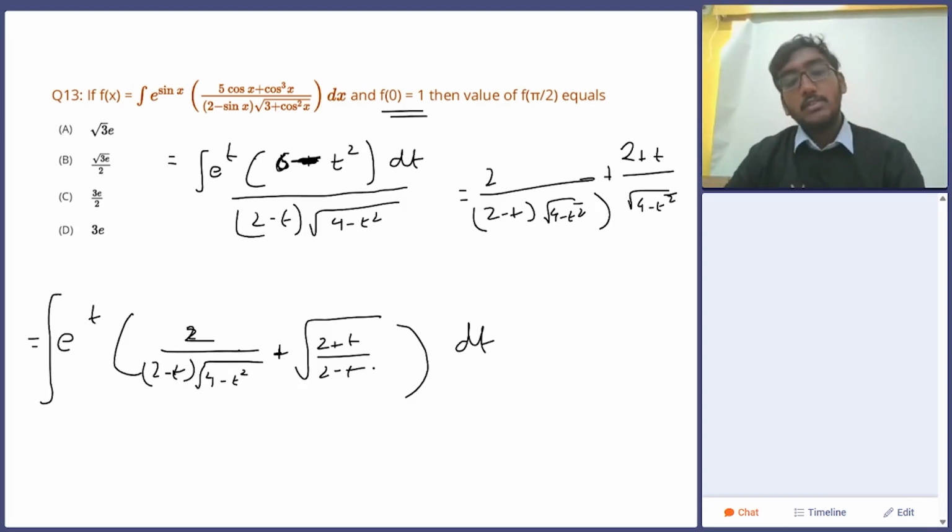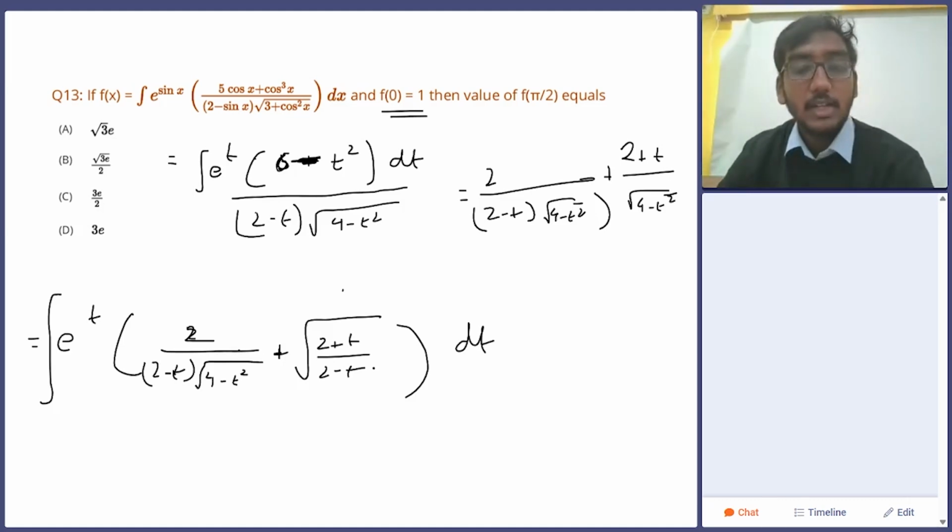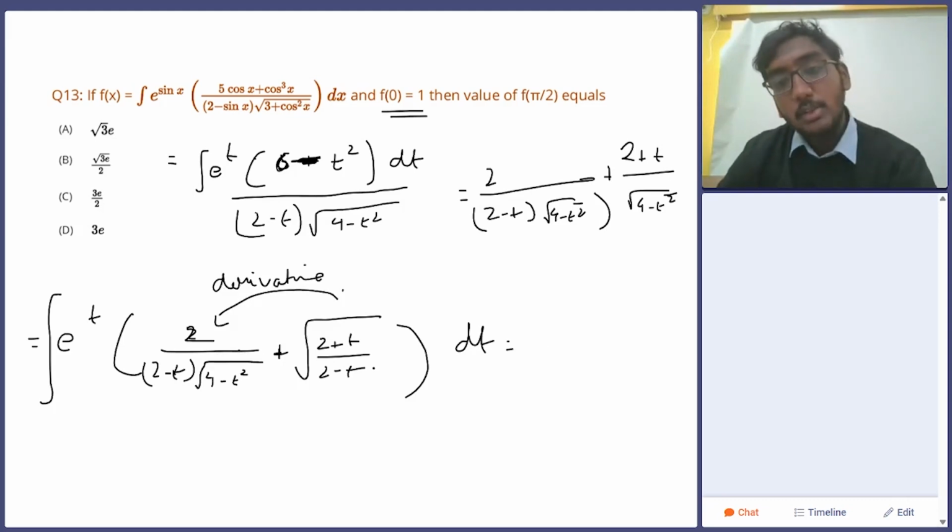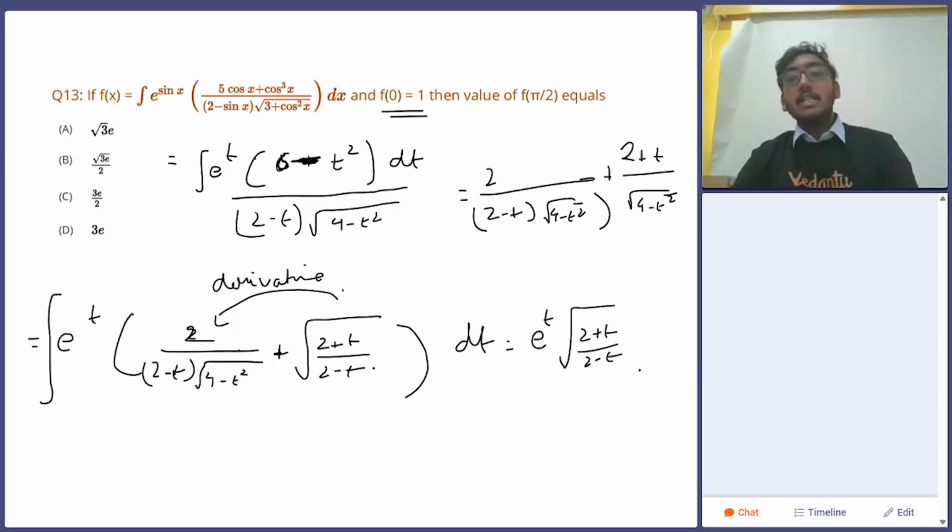So e power t into, it's of the form e power t into f of t. Let's call this f of t, and this will be f dash of t. If you differentiate it, you will get this as the derivative of this, okay? So the final answer should be what? It should be e power t f of t dt, no? It will be e power t into root of 2 plus t by 2 minus t, right? And t is what? Sin x. It's a plus one constant will be there.